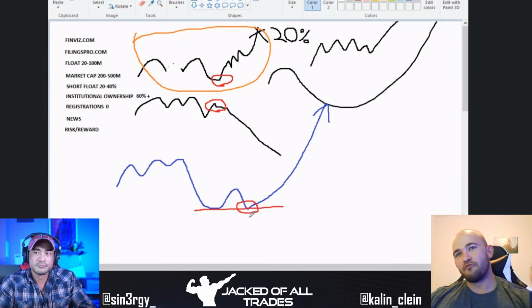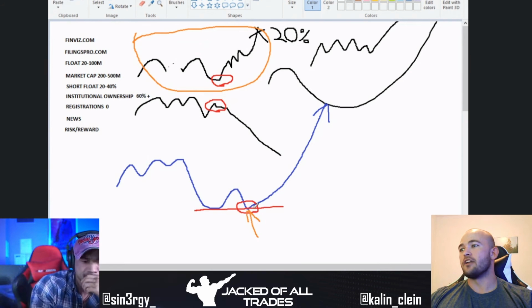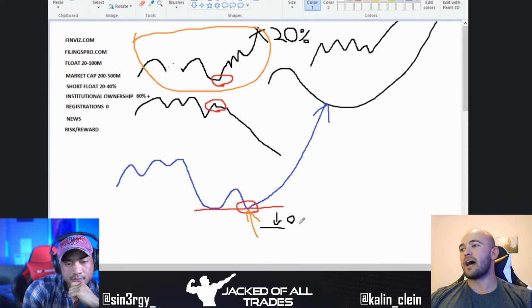So I can get in full size on whatever line I'm looking at, which in this case is this line right here, right? This line right at the bottom. So I know for me on my setups that if I get in full size right here, it will never go 20 cents past that level. And if it does, the pattern is not working. So I can size into this accordingly.